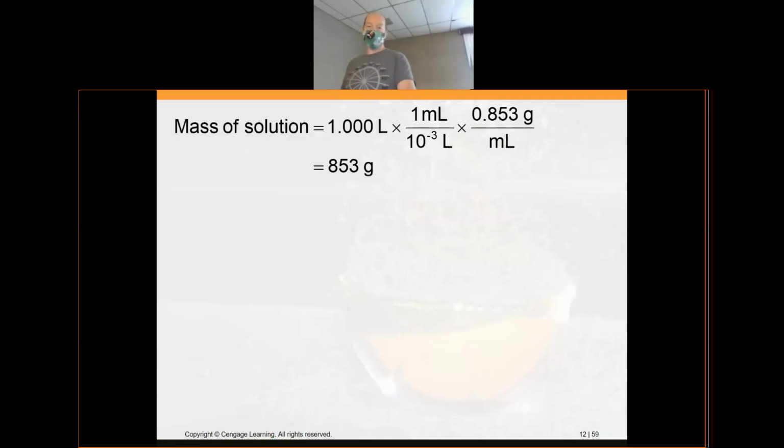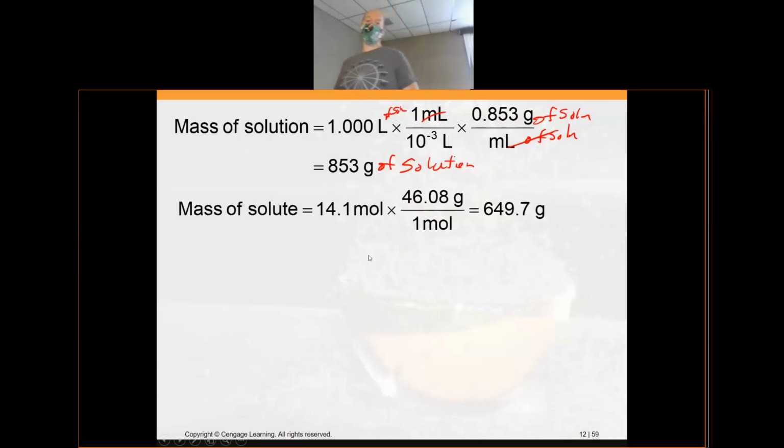All right, so here are the numbers. First we have 1 liter, so moles per liter of solution. And that's just converting it to milliliters. And then we have our density, grams of solution per milliliter of solution. And so your volume of the solution is going to cancel, and now you have your mass of solution. Then we have our 14.1 moles times the molar mass of your ethanol. And so this is the mass of your ethanol.